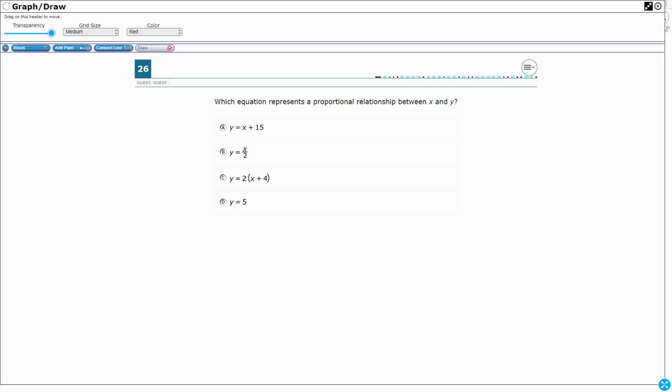All right, so we need to find an equation that represents a proportional relationship between x and y. You notice each of our answer selections has an x and y, so really the key is going to be in that word proportional. And if you know what that word proportional means, it's going to be a really easy problem. But let's say we don't. What can we do to solve this problem?